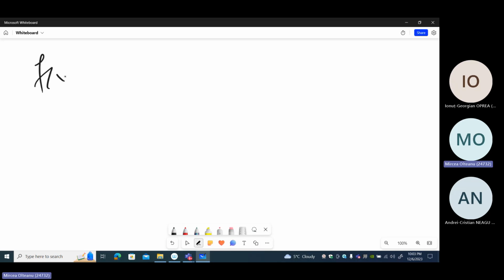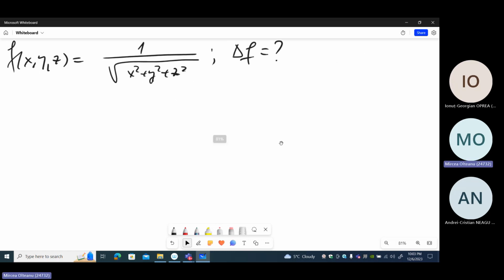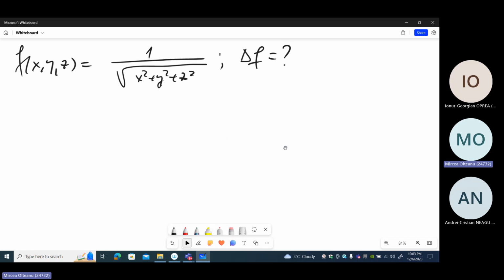Let's consider the function of three variables, f(x, y, z) = 1 over root of x squared plus y squared plus z squared. This is a function of three variables. It also has some symmetries here, of course. And the question is the same: compute the Laplacian. And let's see if we can reduce the computation as much as possible because of the symmetry. Anyway, the partial derivative with respect to x.